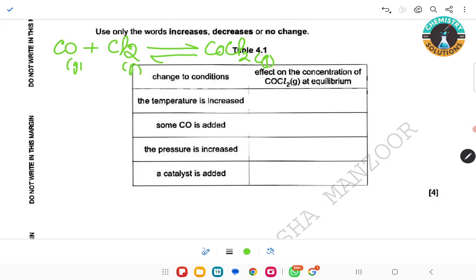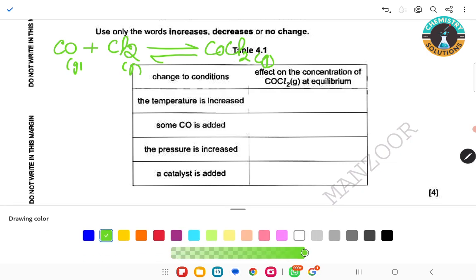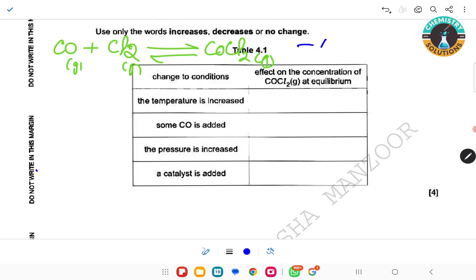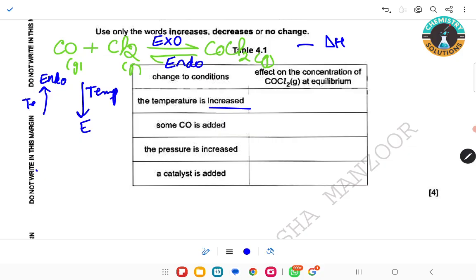Now we are talking about the change in conditions. The temperature is increased. This reaction has a negative delta H value given to us. The forward reaction is exothermic and the backward reaction is endothermic. By increasing the temperature, the reaction will move towards the endothermic side, and by decreasing the temperature, the reaction will move towards the exothermic side.